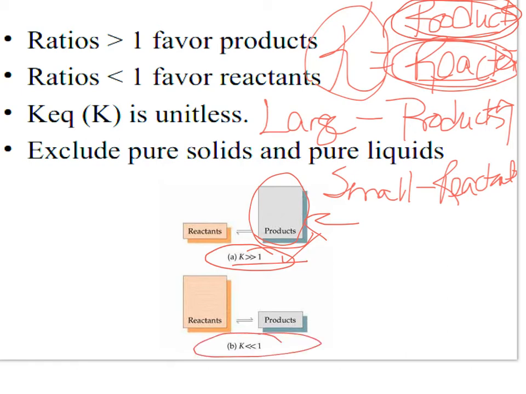Conversely, if K is much less than 1, that means the denominator is very large. That means that reactants are favored. You're not going to get very much product if K is less than 1. So it's called a reactant-favored equilibrium.